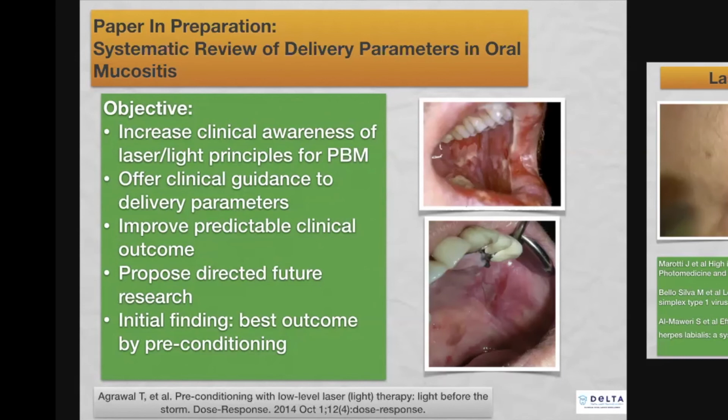Anyway, let's get back to something which is more mainstream in dentistry. I'll pass you over now to Stephen, who will talk to you a little bit about laser therapy and viruses.